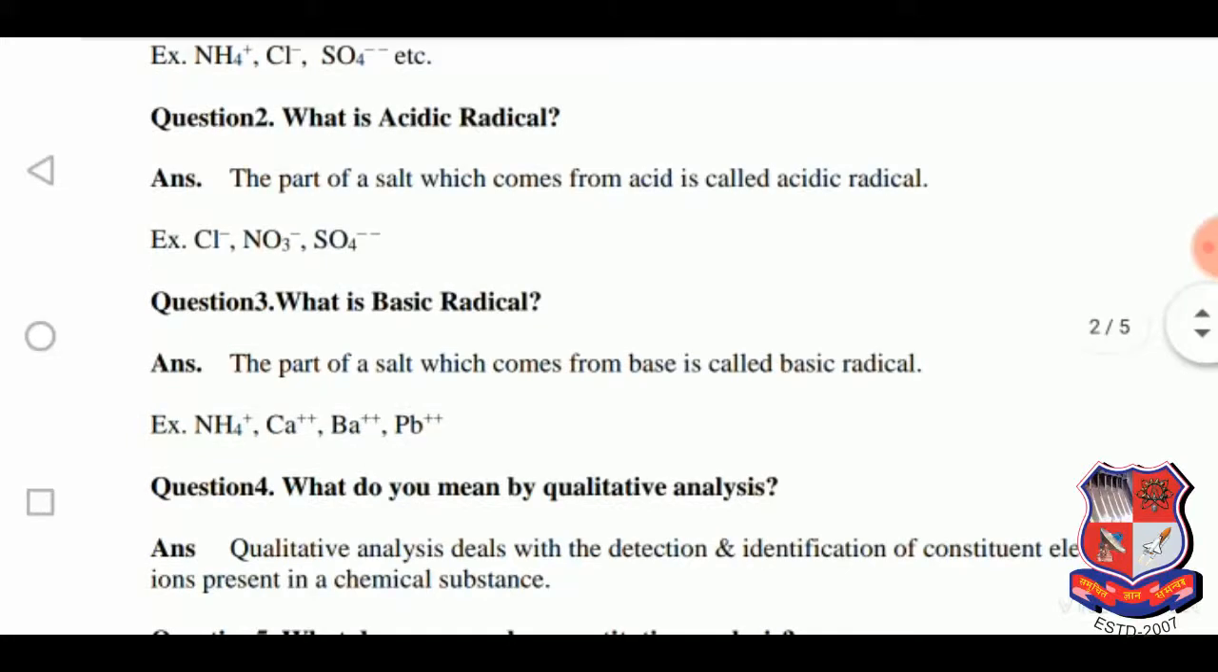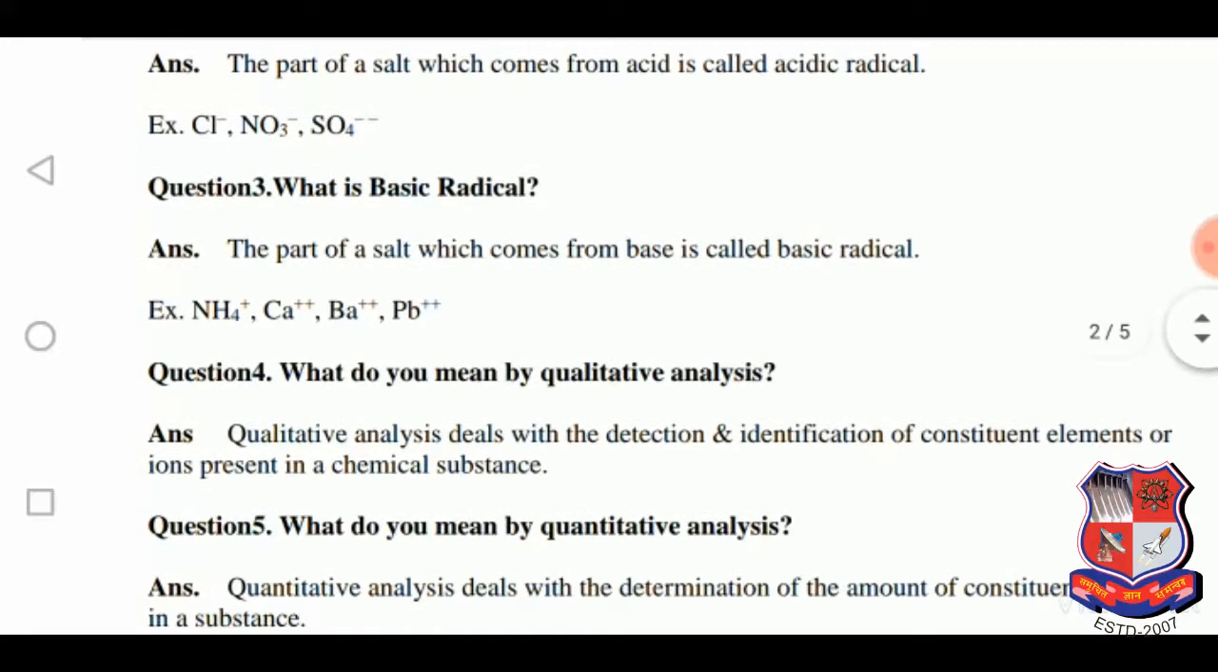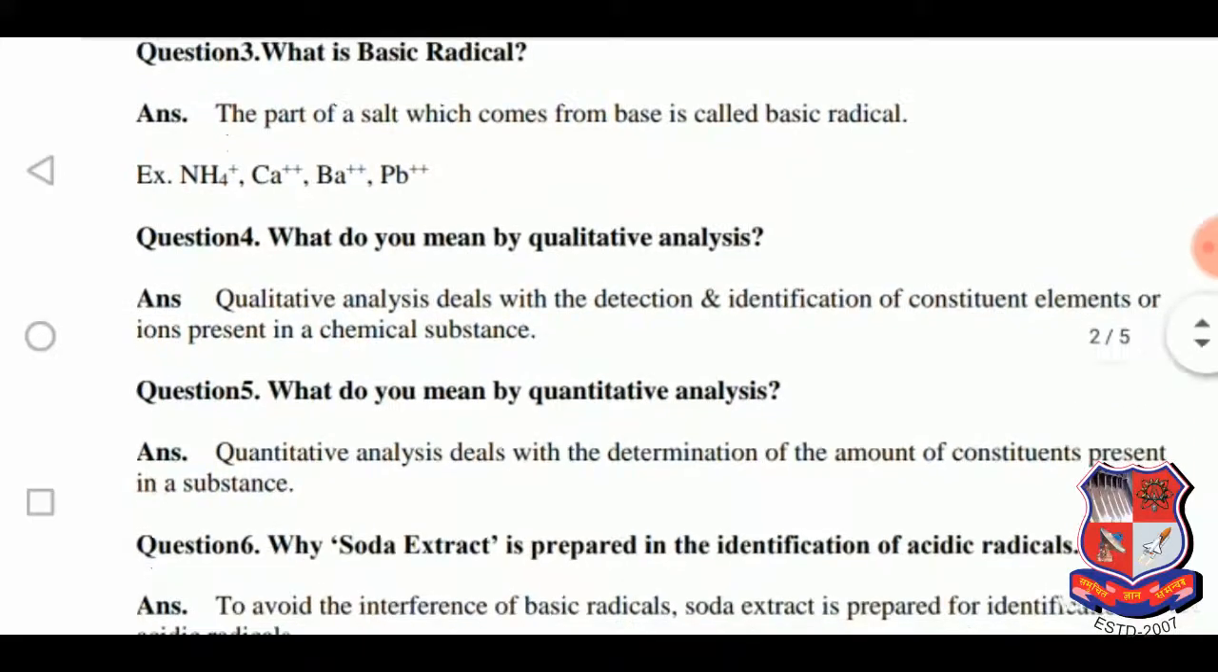What is the acidic radical? The part of the salt which comes from acid is called the acidic radical. The examples are chloride, nitrate, and sulfates. What is basic radical? The part of the salt which comes from base is called the basic radical. The examples are ammonium, calcium ion, barium ion, and lead ion.